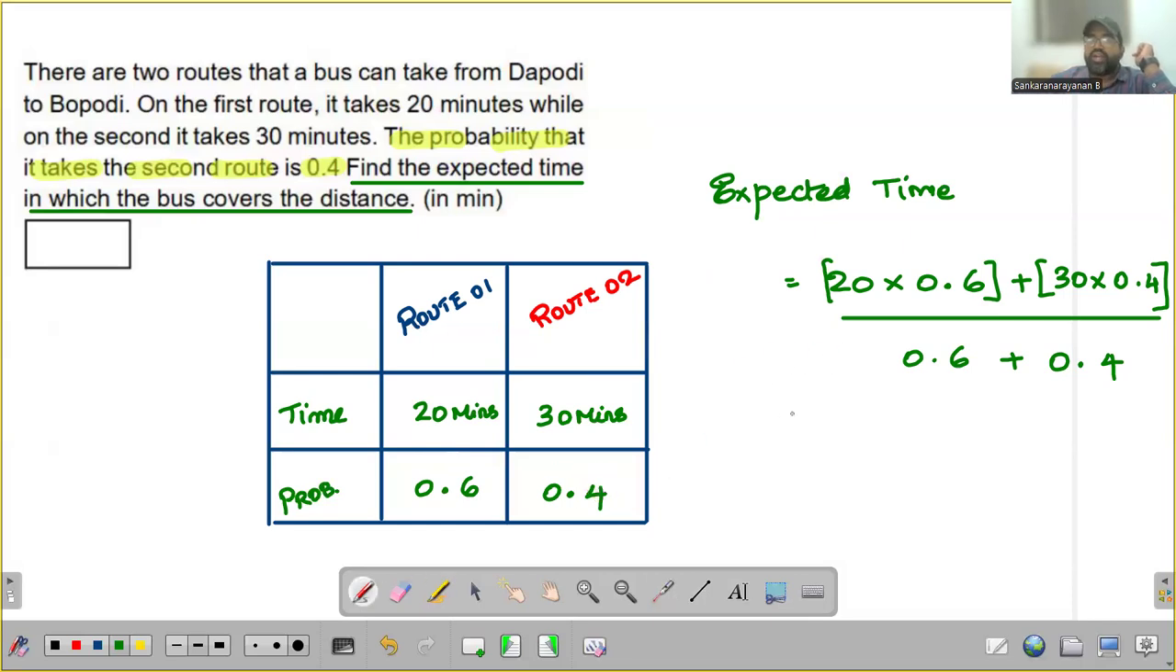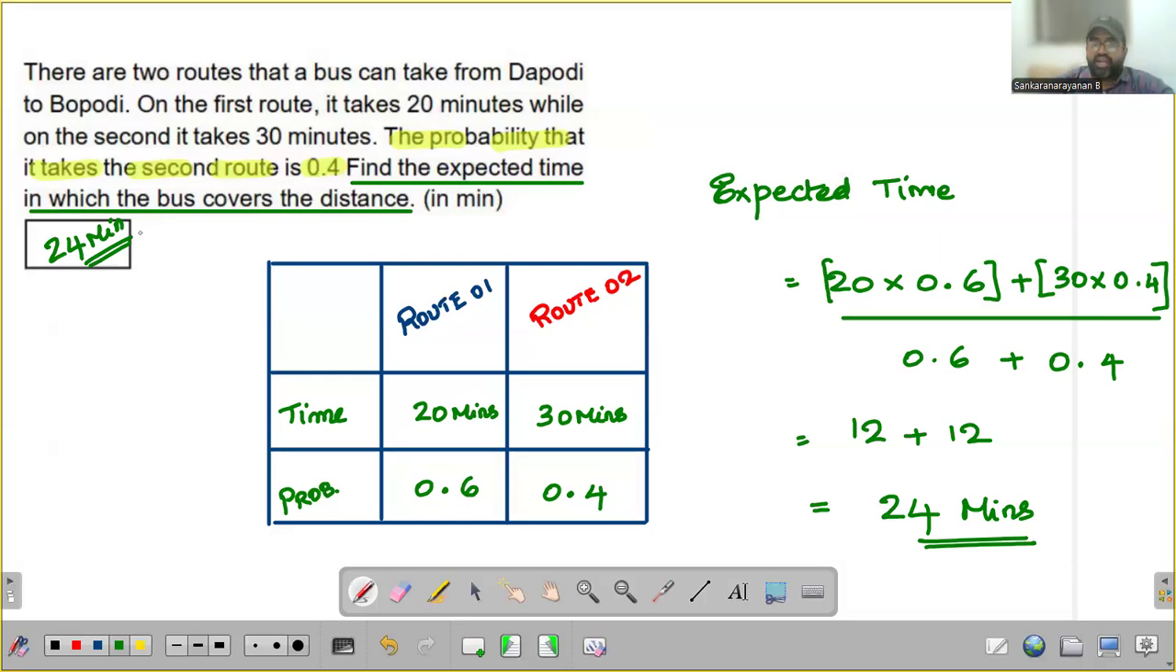Okay, so when I'm doing it, I can see that 20 into 0.6 is equal to 12. 30 into 0.4 is also equal to 12. 12 plus 12, you can see this is equal to 24. So for this particular question, the expected time in which the bus covers the distance, the answer that you have to say is 24 minutes. Okay, and this is the standard procedure that you have to follow for answering these varieties of questions. Okay, 24 minutes. So make a note of this.